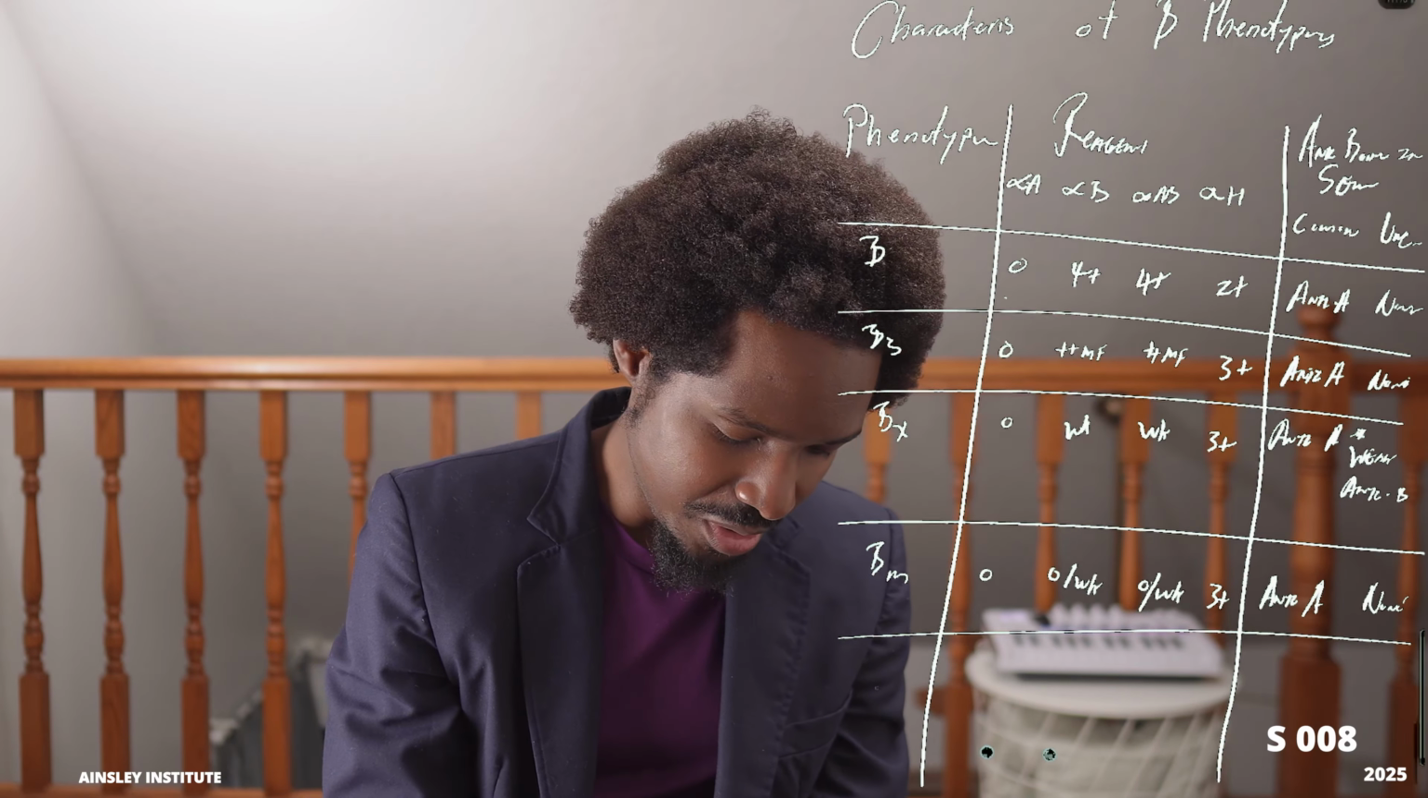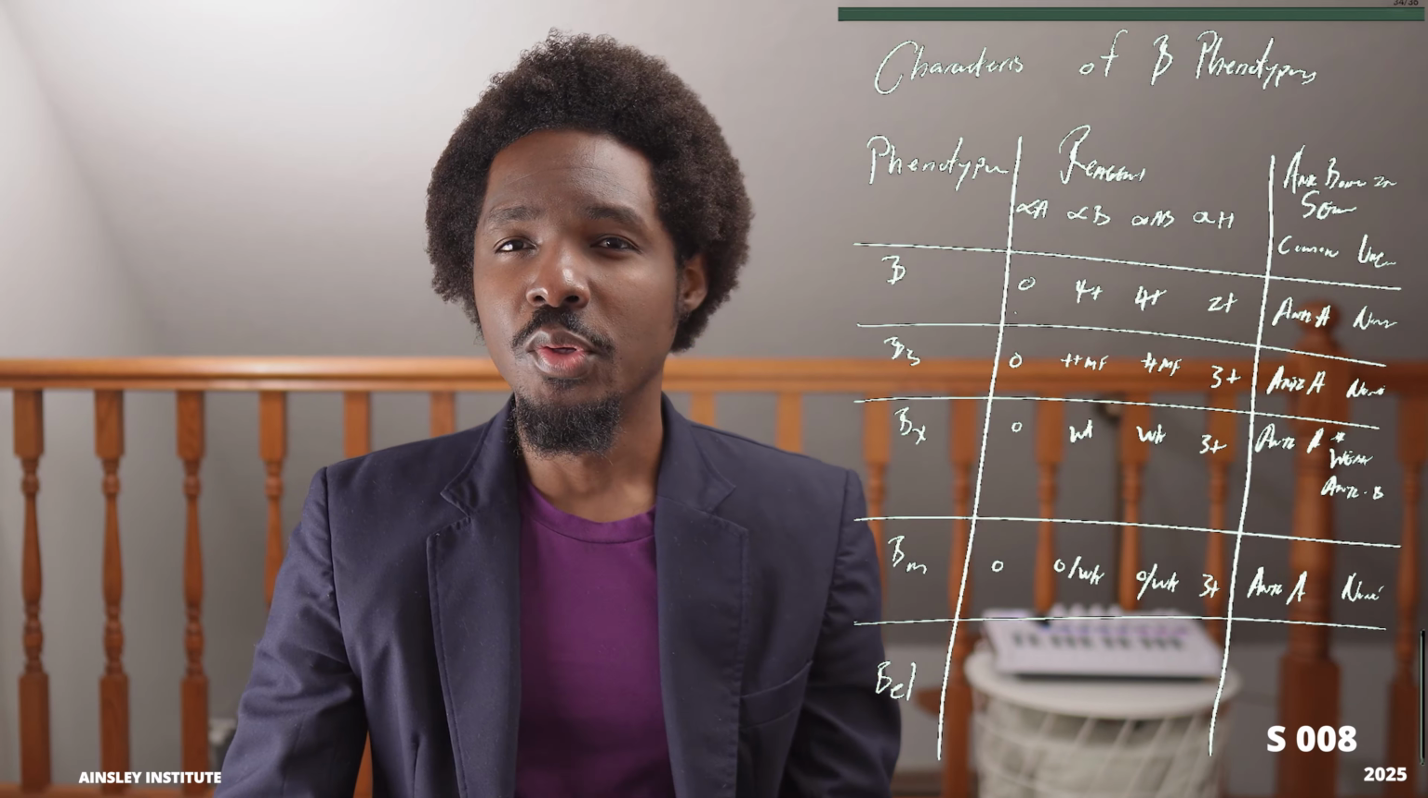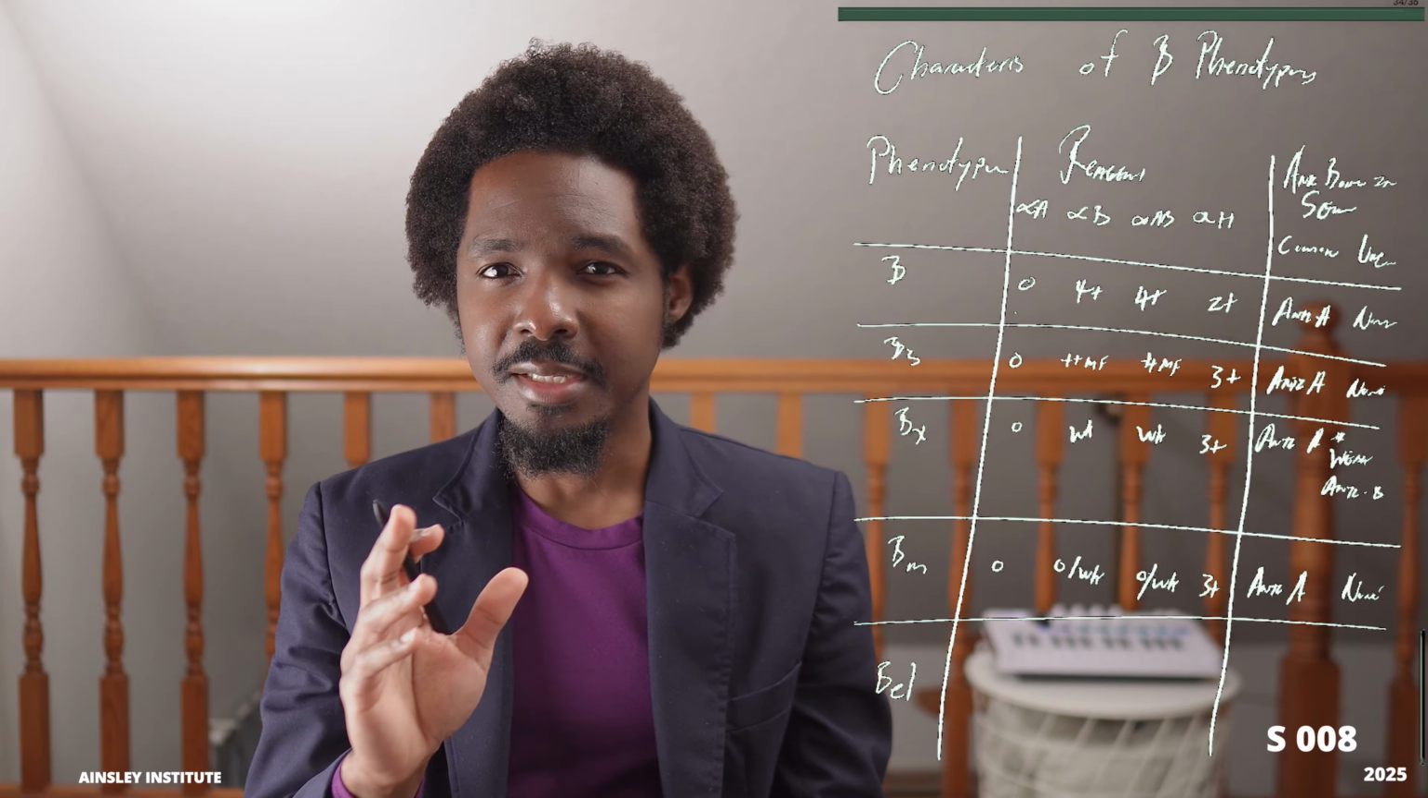All right, beautiful. Now let us go to BL. With BL, this one is a little bit tricky in that for the anti-A, there is no reaction. For the anti-B, no reaction. For the anti-AB, there is still no reaction. But when it comes to the anti-H, we have a 3+ reaction.